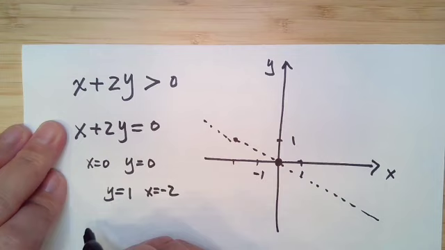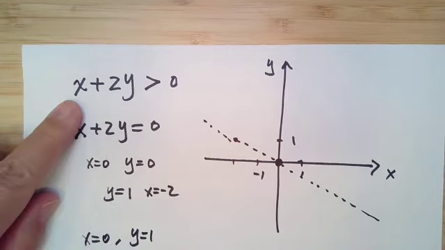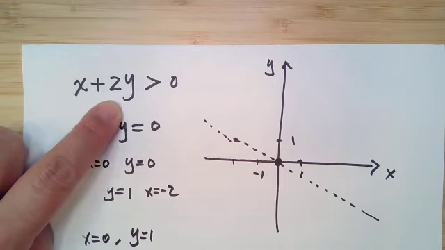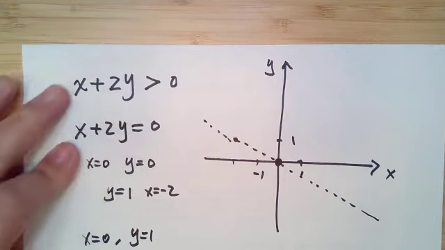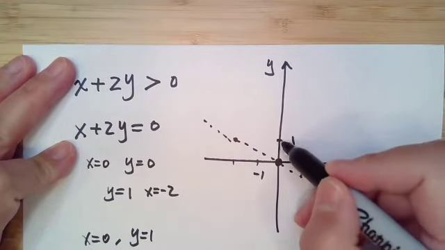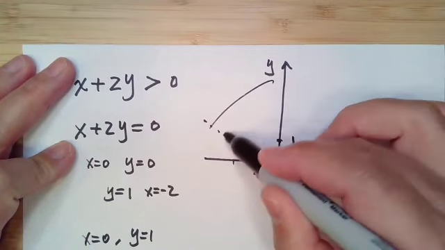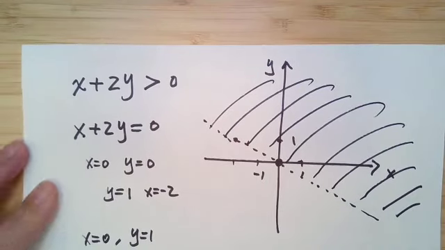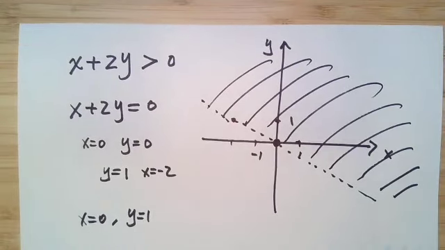When x equals 0, y equals 1, I have 0 plus 2. So is 2 greater than 0? The answer is true, so this point must be in the solution region, so we know the solution region should be here. Okay, so this is the interesting graphing part, and once we finish this, we're done for this class.